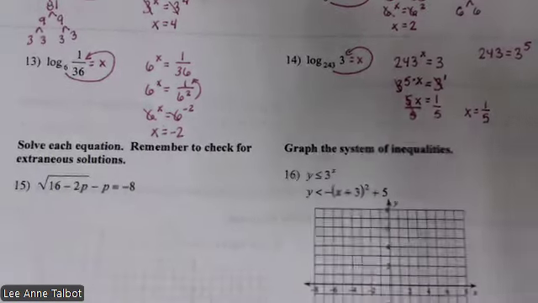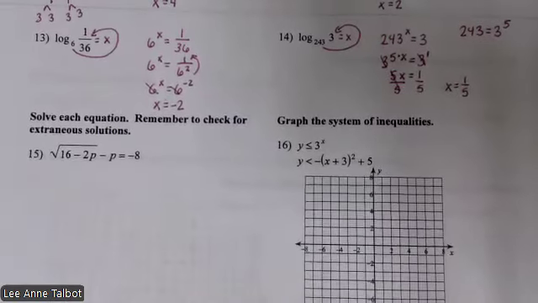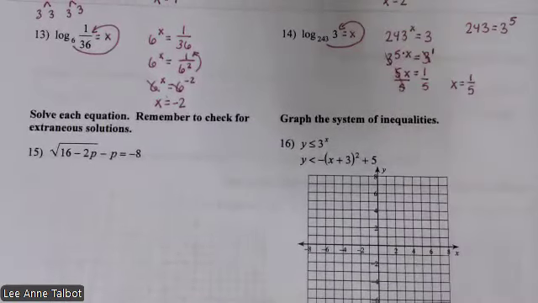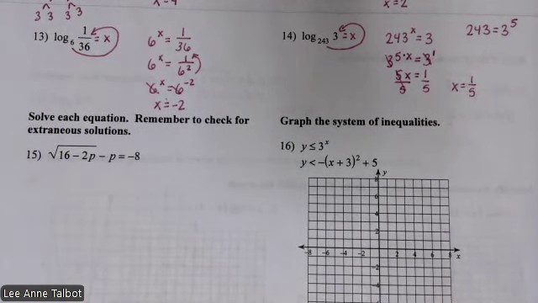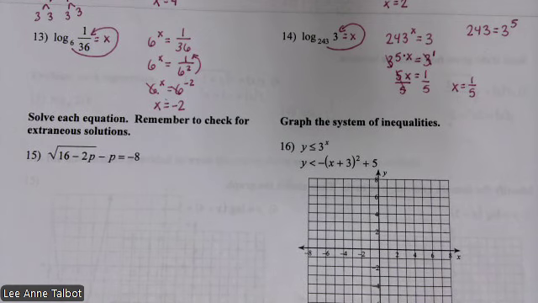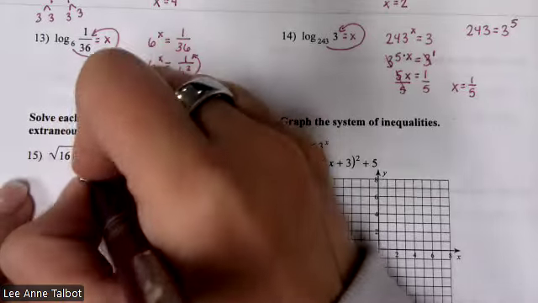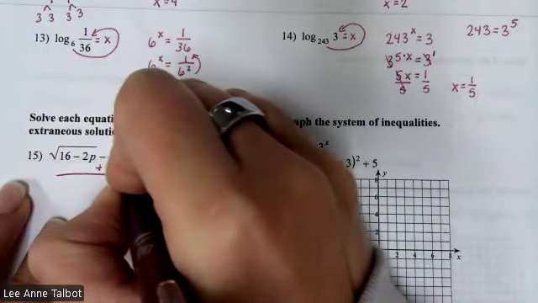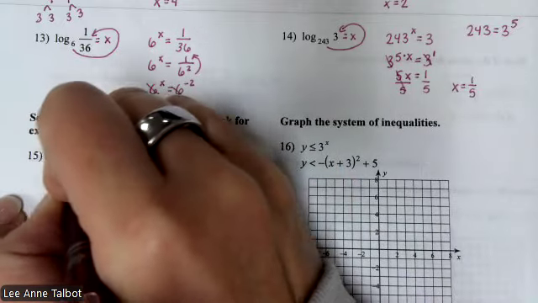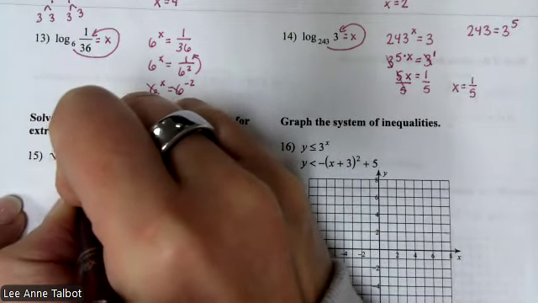Okay, 2 more. Extraneous type problem. What do I do here first? What's the first step? I heard it. Plus P, beautiful. First step on these is always to get the square root alone.